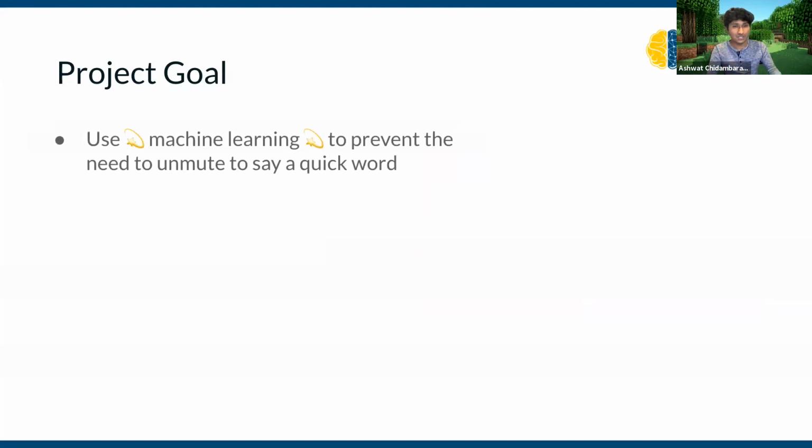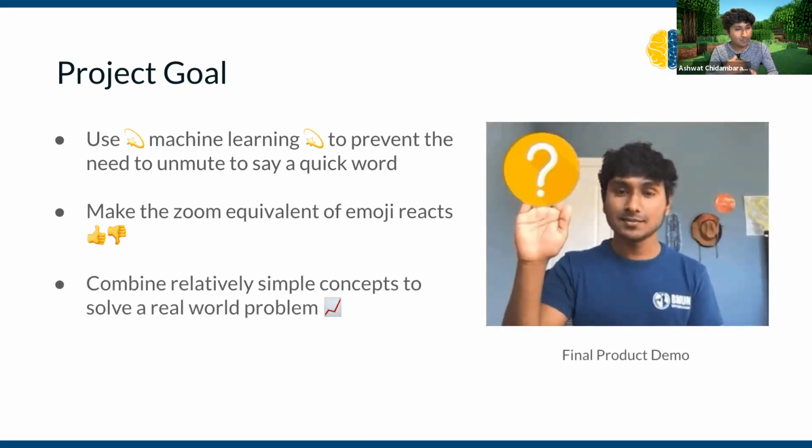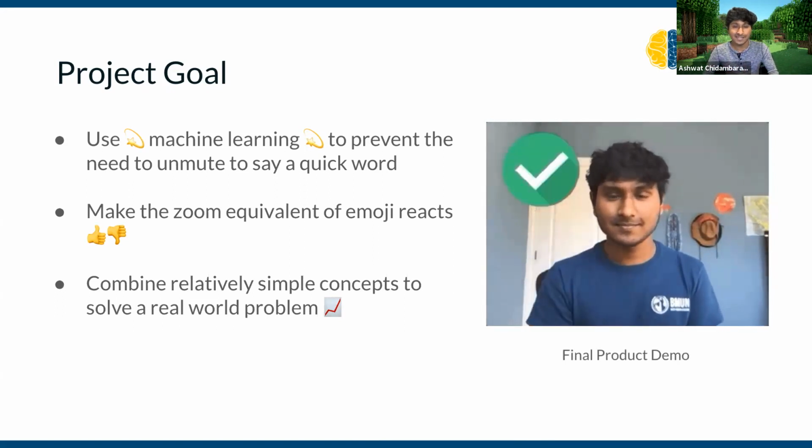There's got to be a way to use machine learning to prevent the need to unmute, to just say a quick word like yes, or I have a question, or I have something to say, or goodbye. On top of that, we wanted to make the Zoom equivalent of emoji reacts, because emojis are pretty much like a second language to all of us right now, and all of us know it. So how do we combine the two things, make it kind of fun? And last but not least, we said, how do we combine some relatively simple concepts to solve a real world problem? In this case, the convenience on Zoom.